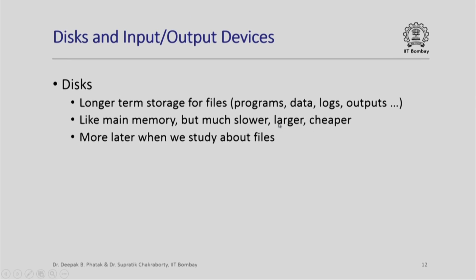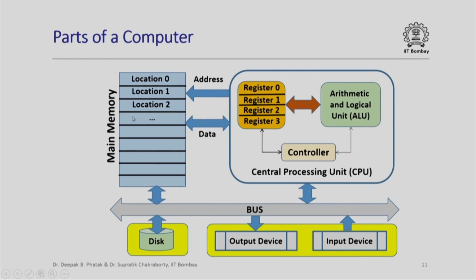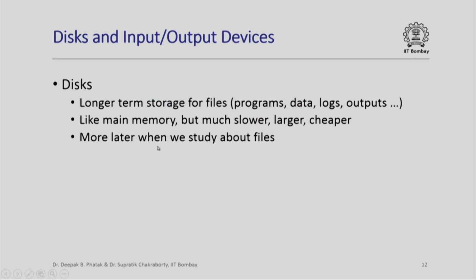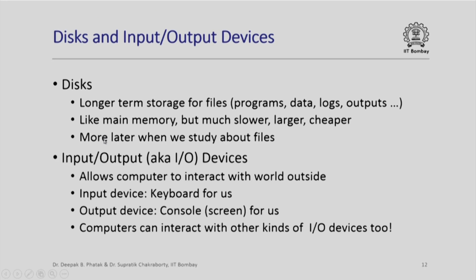So as you can see in this picture, there is main memory and then there is this register file which is faster, smaller and costlier, and then there is this disk which is slower, larger and cheaper than main memory. Now we are going to look at disks much more later on when we study about files.